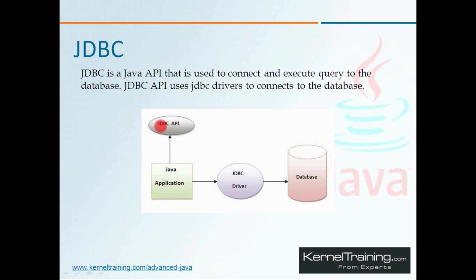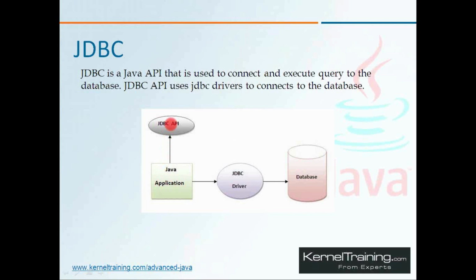What is JDBC API? JDBC is Java Database Connectivity, and API is nothing but application programming interface. What does this JDBC API consist of? The JDBC API consists of all the classes, methods, interfaces which are used to write the JDBC programs or Java application programs, right? So our Java application is using the JDBC API.